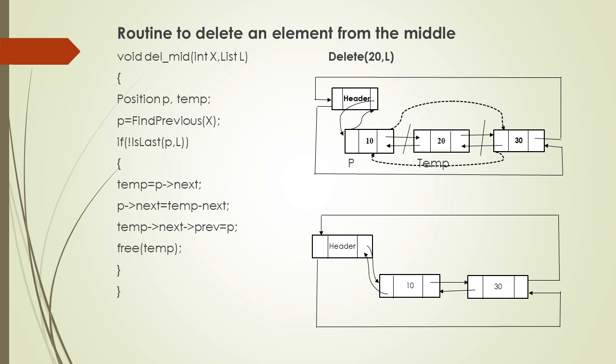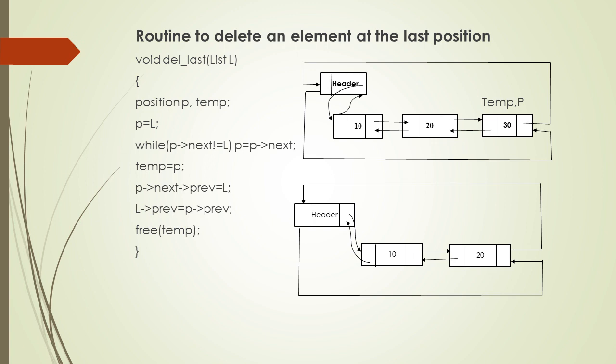Routine to delete an element from the middle. Now we are deleting an element from the middle of the list. Void delete mid, index list L, position P, temp. P is equal to find previous x, list L. Temp is P next, P next is temp next. Temp next previous is equal to P. Free temp. Now the connection is performed between 10 and 30 and the new link will be formed.